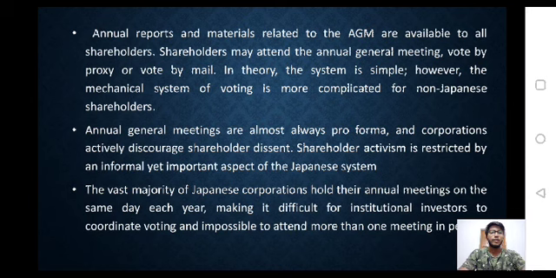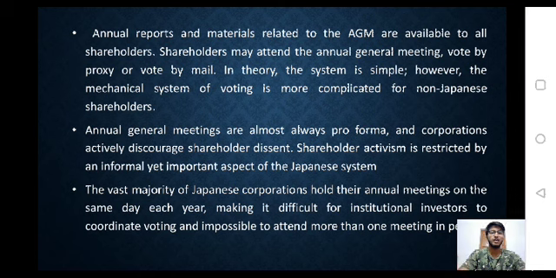Then the annual reports and materials related to the AGM are available to shareholders. Shareholders may attend the annual general meeting, vote by proxy or vote by mail. In theory, the system is simple. However, the mechanical system of voting is more complicated for non-Japanese shareholders. This talks about the problems that the non-Japanese shareholders face according to the Japanese model. This can be seen in the later points.